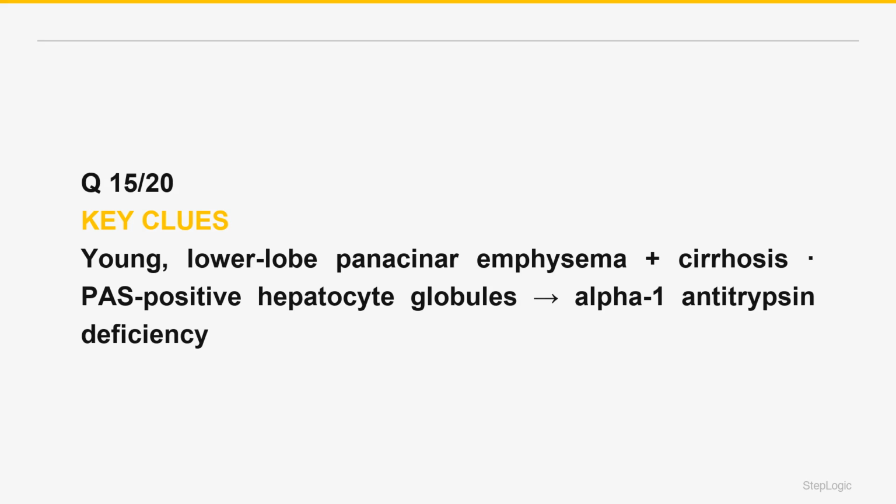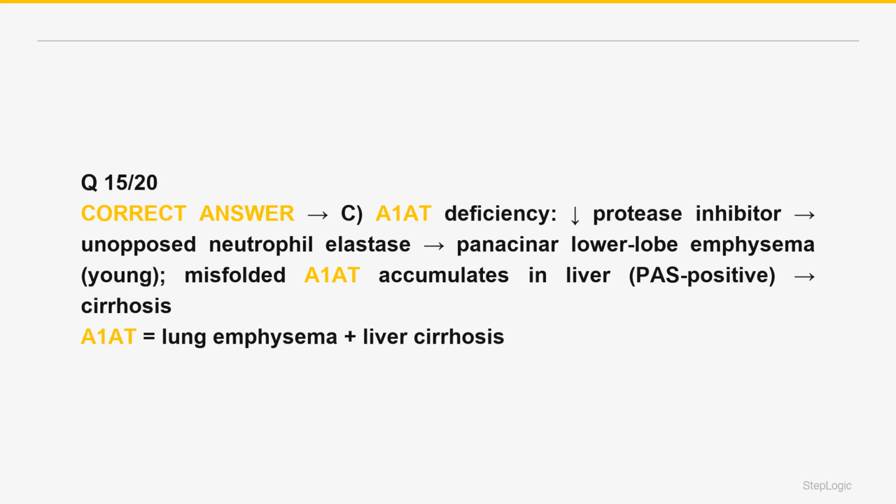A1AT is a protease inhibitor made in the liver whose job is to neutralize neutrophil elastase in the lungs. When A1AT is deficient or defective, elastase goes unopposed and destroys the elastic tissue of the alveolar walls, producing panacinar emphysema. Characteristically it occurs at a young age, in the lower lobes, and even in non-smokers; smoking accelerates it dramatically. This is the lung mechanism, loss of antiprotease protection.